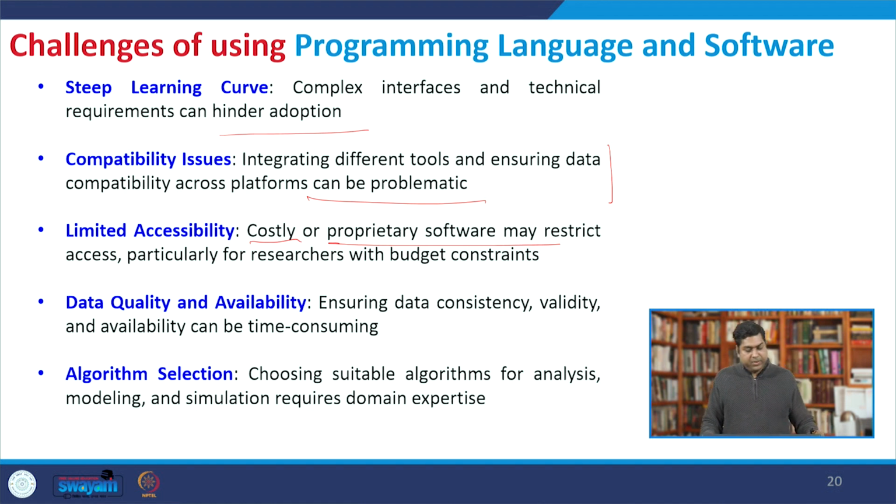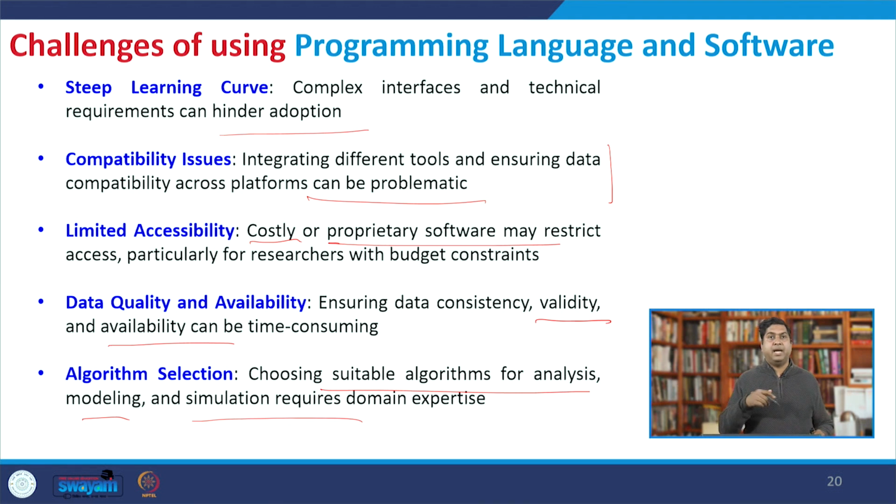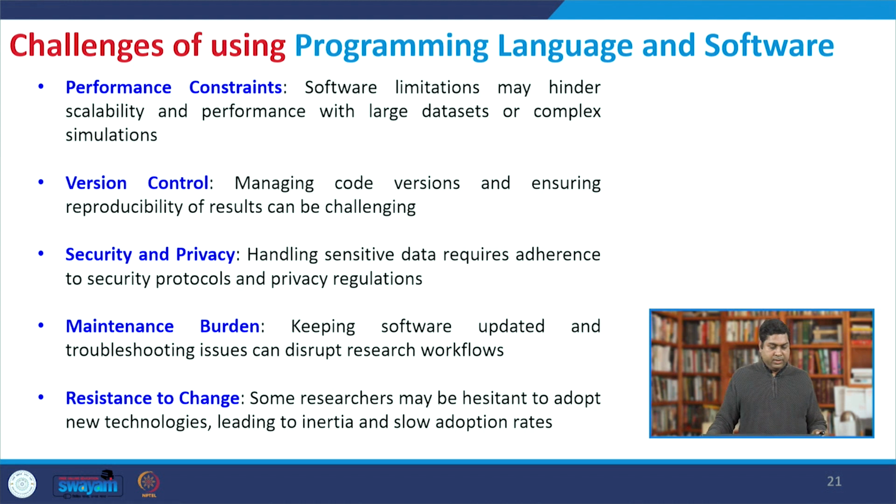Data quality and availability: ensuring data consistency, validity, and availability can be time consuming. Algorithm selection: choosing a suitable algorithm for analysis, modeling and simulation requires expertise and confidence. Otherwise, if I get a lot of libraries and keep trying one after another, we probably cannot find the most suitable one.